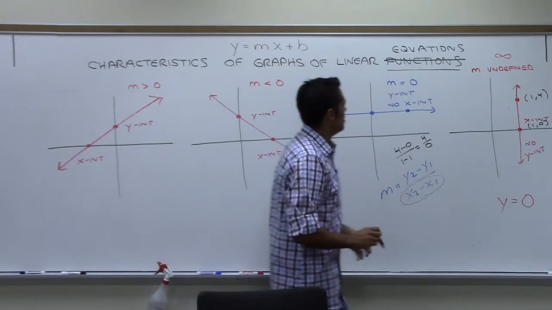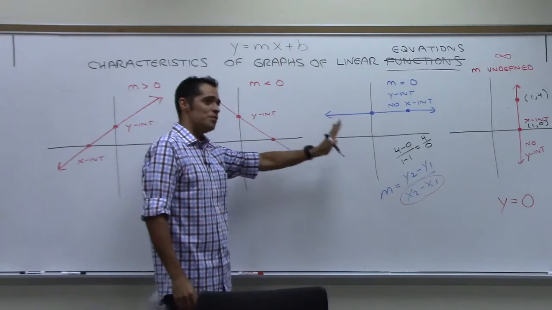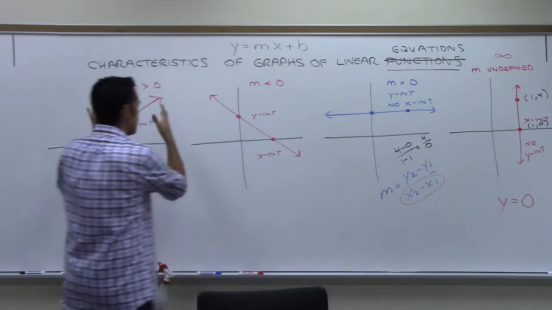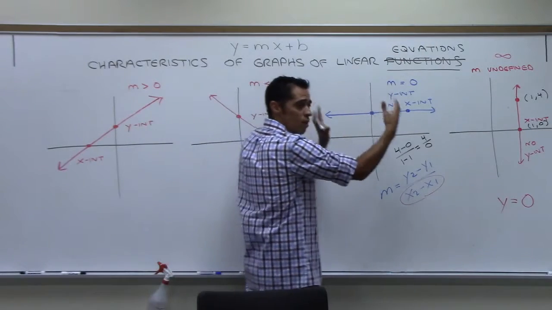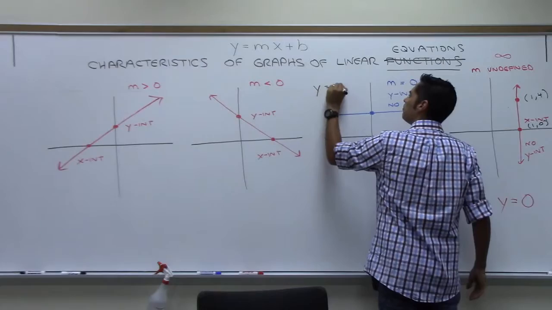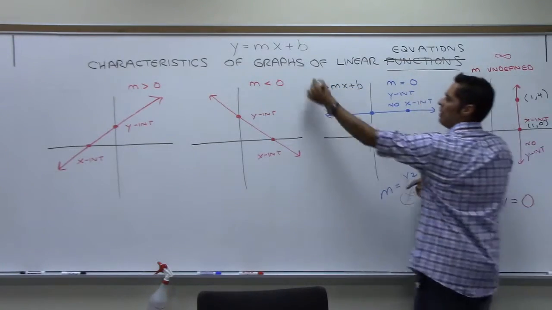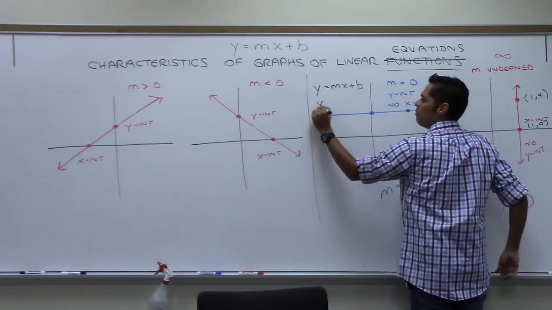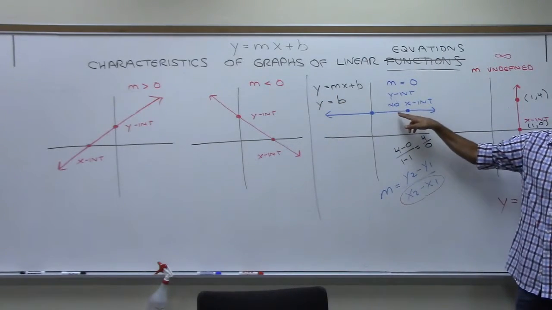All right? So let's look at this one real quick. What would the technical equation of this line be? If this is y equals mx plus b, this is y equals mx plus b, this also must be a y equals mx plus b. What's m here? M is 0, isn't it? So if m is 0, this equation turns into what? Y equals b. So it's just the y-intercept.